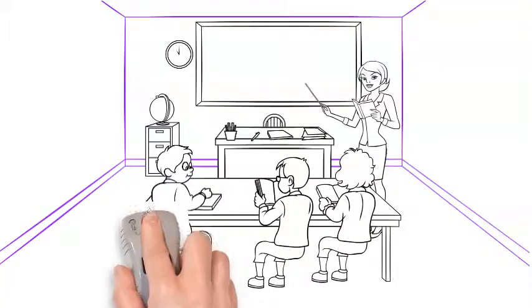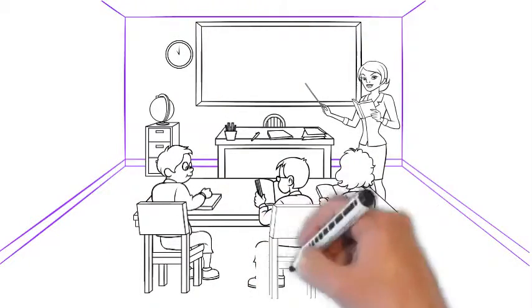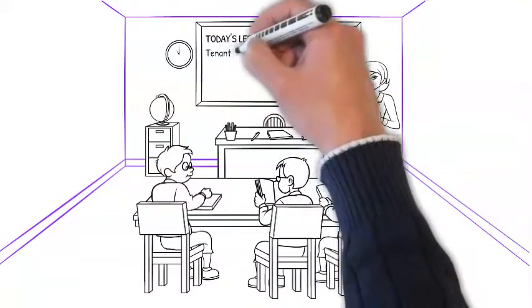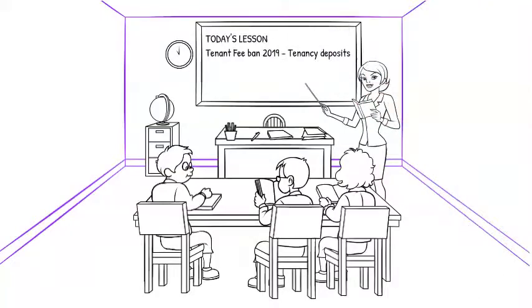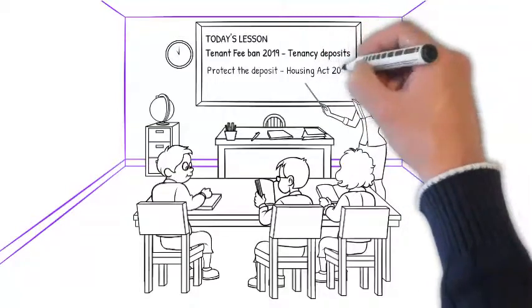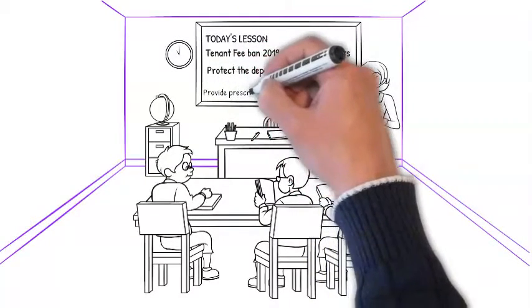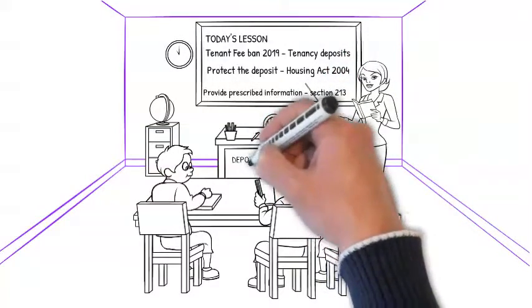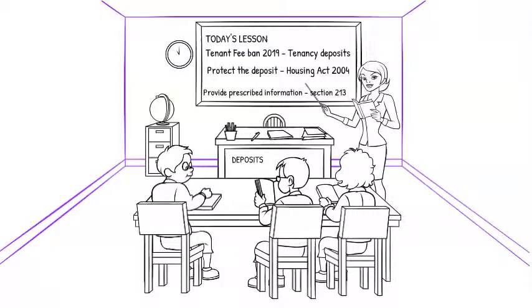Tenancy deposits are very, very important from a mandatory perspective, in the sense that since April 2007, a landlord is required to join a tenancy deposit scheme on the creation of an assured short-hold tenancy. So make sure that you comply with those specific regulations. It's the Housing Act 2004, sections 212 and 213. They're the most important ones. But in summary, you've got to protect the deposit and provide prescribed information.